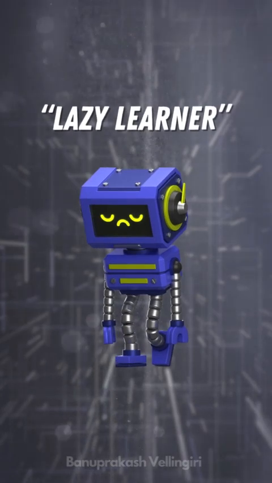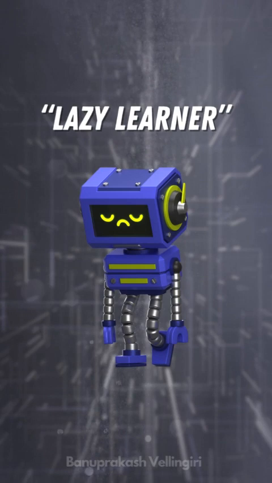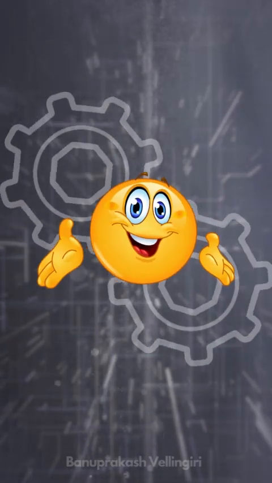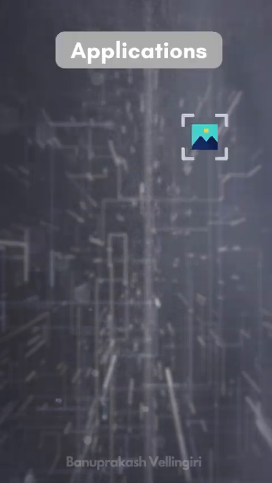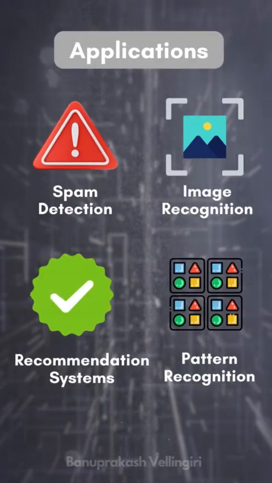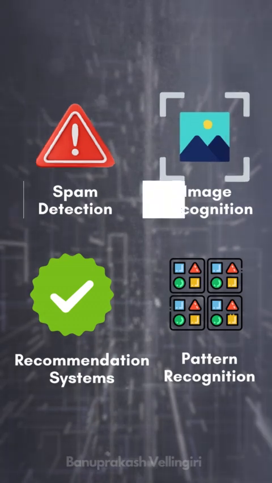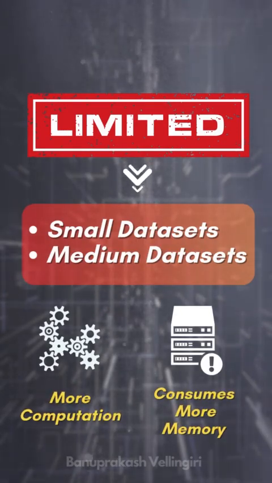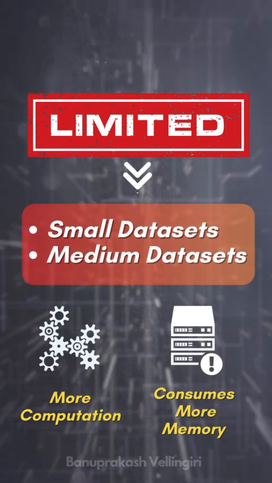Since KNN doesn't learn parameters and doesn't spend much time in training a model, it is called a lazy learner. This is the simple workflow of KNN algorithm. In real time, it can be used for spam detection, image recognition, recommendation systems, pattern recognition, and many other tasks. Finally, one thing to share is that this algorithm is limited to small or medium-sized datasets because it is computationally expensive and consumes more memory.